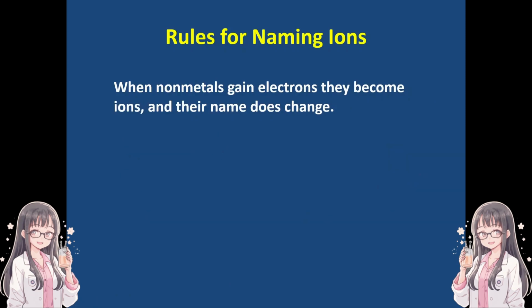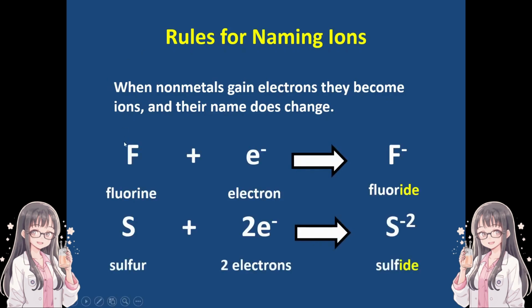The next rule for naming ions is when non-metals gain electrons, they become ions and their name does change. So here are examples. F is fluorine. It accepts 1 electron, becomes an ion and its name changes. From fluorine, it becomes fluoride. Next is sulfur. Sulfur accepts 2 electrons, that's why its charge is negative 2. And look at the name. From sulfur, it becomes sulfide.